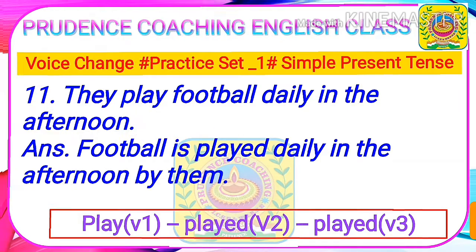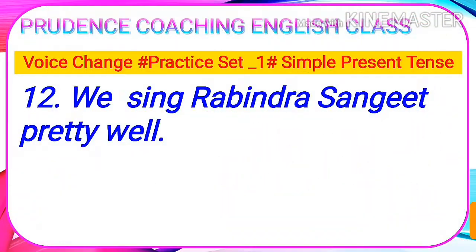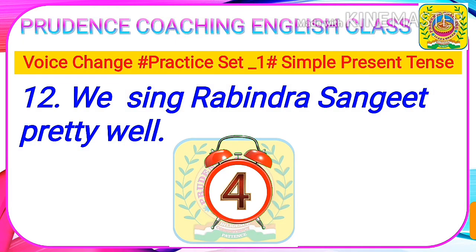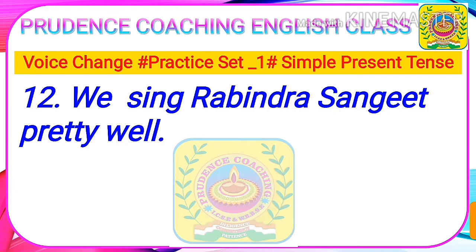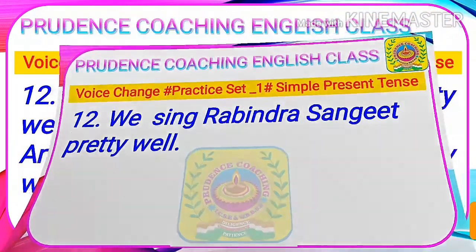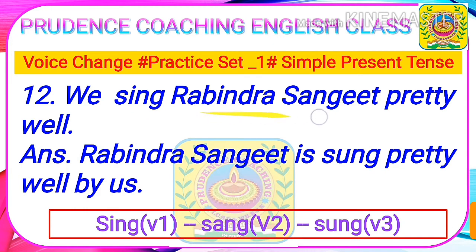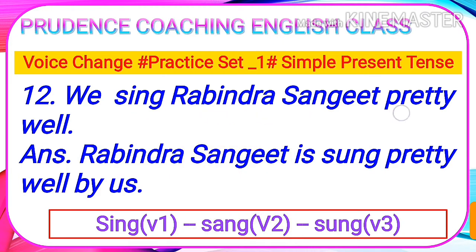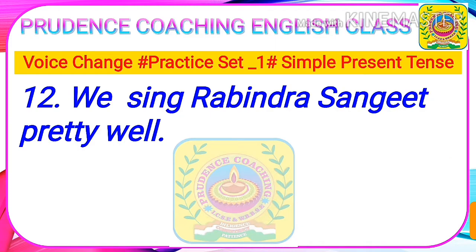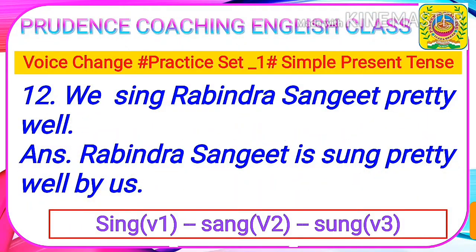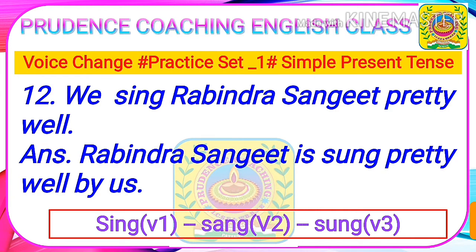Now let us try to do the next one. We sing Rabindra Sangeet pretty well. Start. Time's up. Let's check the answer. As you can see here, the subject is we, sing is the verb, Rabindra Sangeet is our object, pretty well is the adverb. So students, first we need to check whether it is in active or passive.